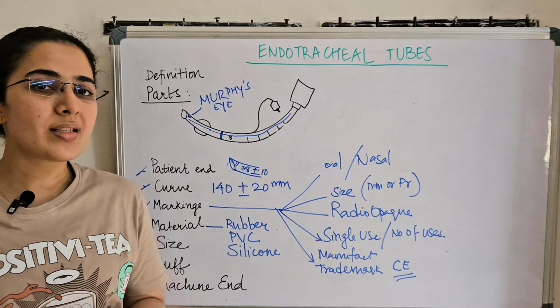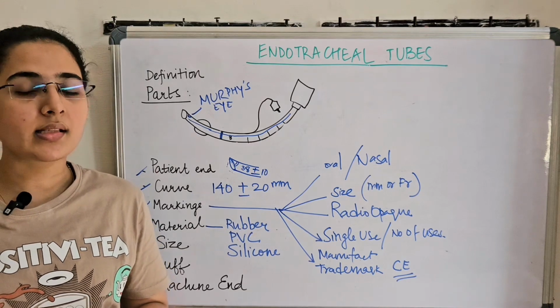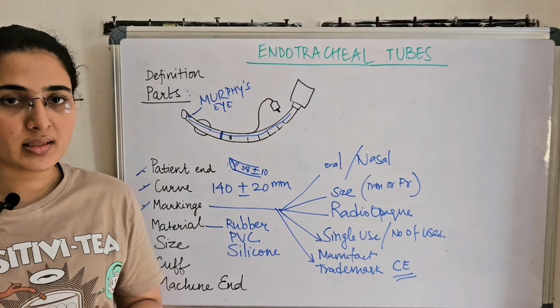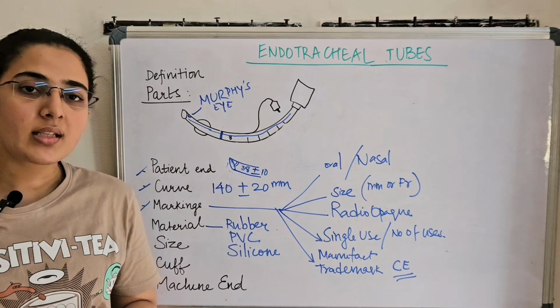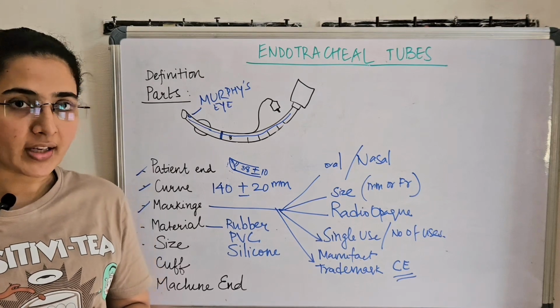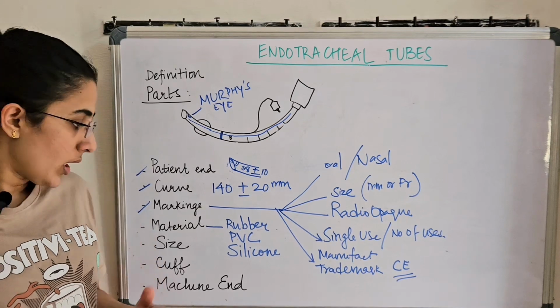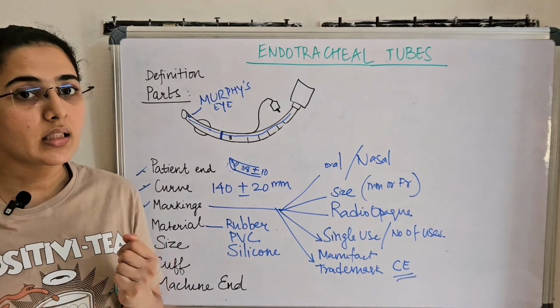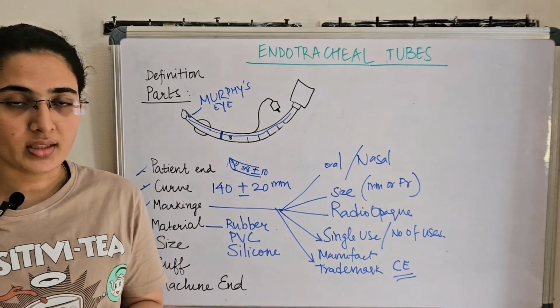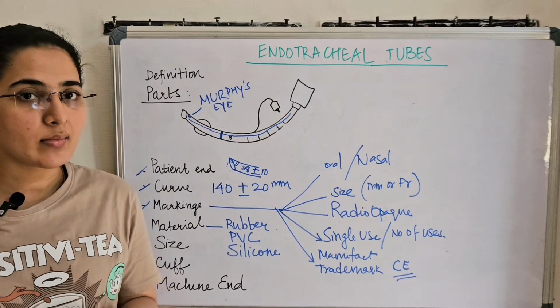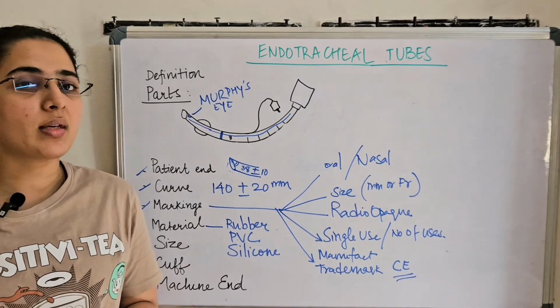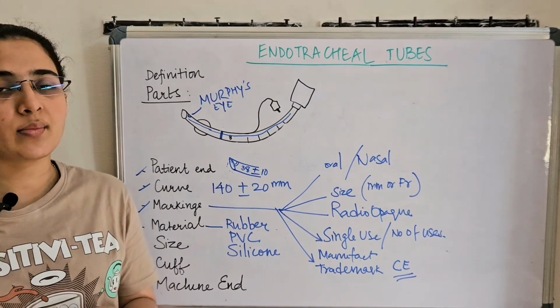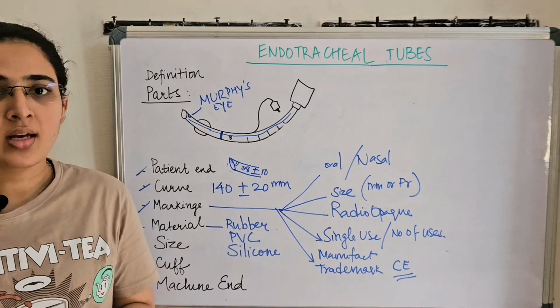Okay, so the usual sizes which we use in males is 8 to 8.5 millimeter, and in case of females it is 7 to 7.5. So whatever we are saying is the size of this endotracheal tube is basically the internal diameter of it. Okay, an internal diameter, as I said earlier, can be in the form of millimeter or it can be in the form of a French gauge.